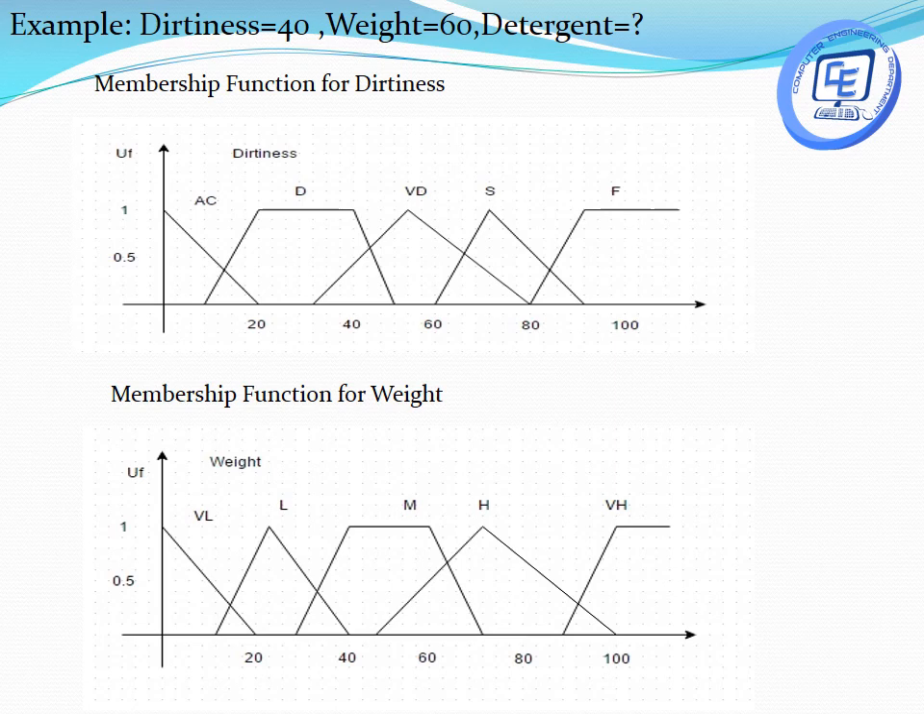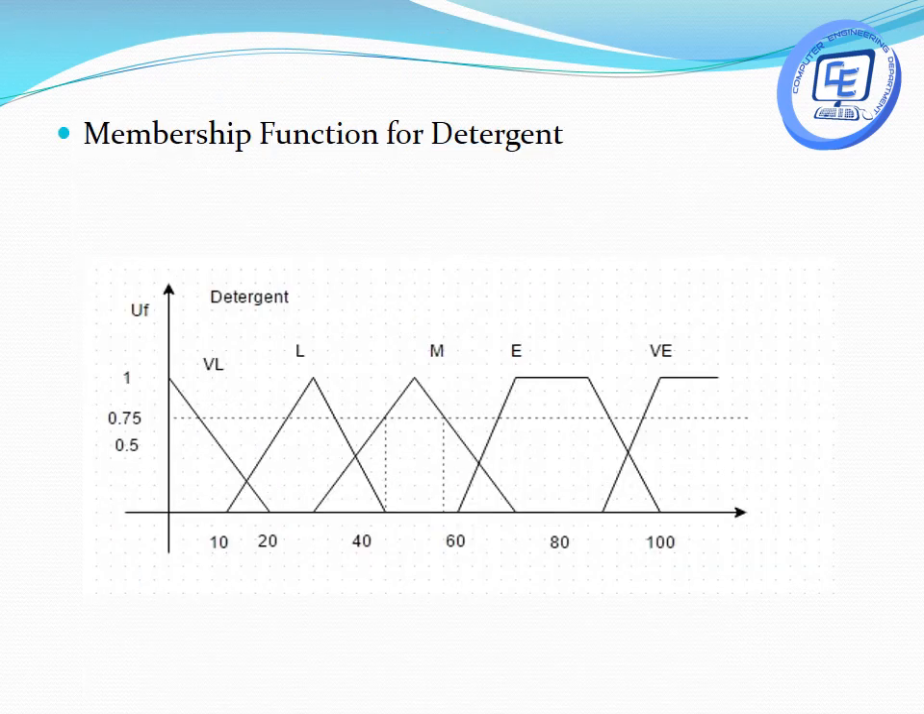Now our next job will be to draw the diagram or to draw the graph for the membership function for the output, which is detergent. So in the next slide we will draw the graph for the detergent. In this particular diagram or the graph, this is the membership function for the output. Our output is detergent. So our x-axis will be having 0 to 100, y-axis will be having 0 to 1. Then parameters under detergents are very low, low, medium, extreme and very extreme.